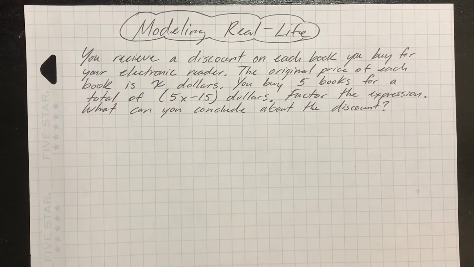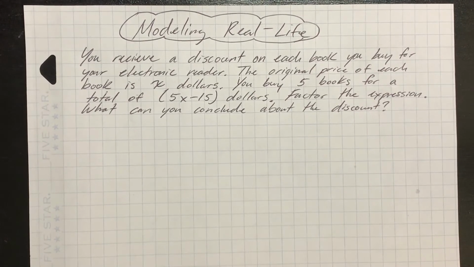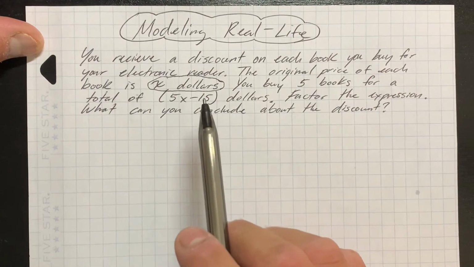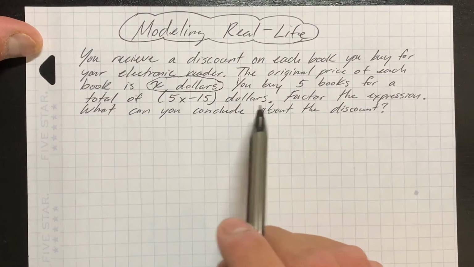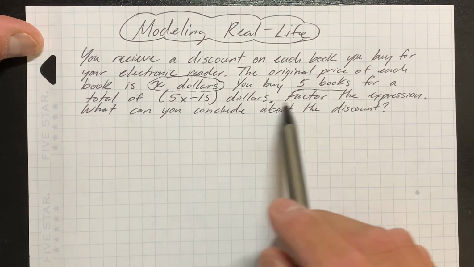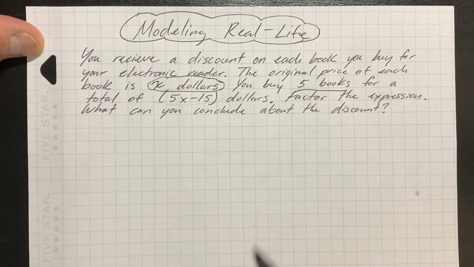All right, so you receive a discount on each book you buy for your electronic reader. It could be a Kindle Fire, a regular Kindle, or an iPad, as long as it's an electronic reader. The original price of each book is x dollars. We don't know how much each book costs, but it is the x dollars amount. So we buy 5 books for a total of 5x minus $15. We're going to factor this expression, 5x minus $15, and then conclude about the discount.